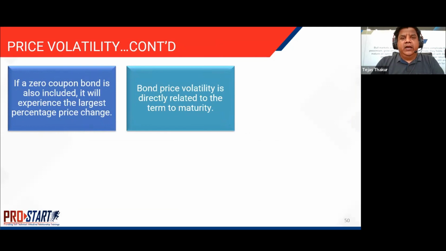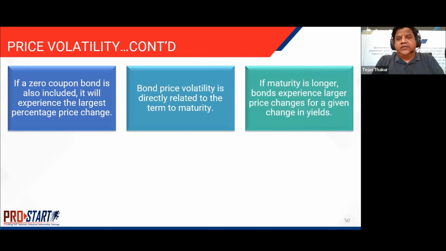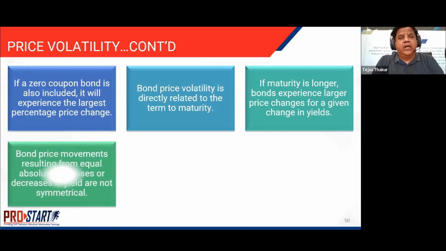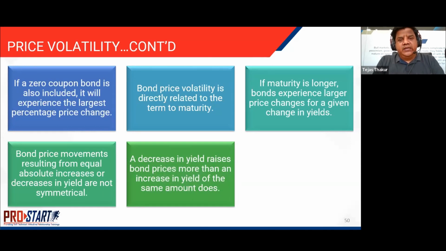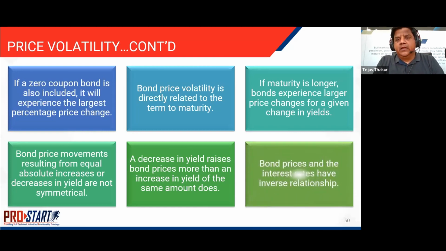Bond price volatility is directly related to the term of maturity. So the longer the maturity, the greater will be the price volatility. As we near maturity, the price volatility goes down. If maturity is longer, the bond experiences larger price changes even for small changes in yield. This we have already discussed. Bond price movements resulting from equal absolute increases or decreases in yield are not symmetrical. So a 1% increase and a 1% decrease will not have symmetrical movements in the bond prices. A decrease in yields raises bond prices more than an increase in yields for the same amount of change. Finally, bond prices and interest rates have inverse relationships. This we have again discussed.